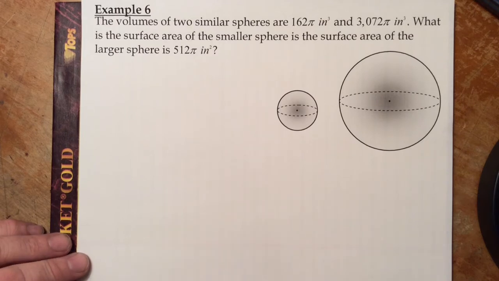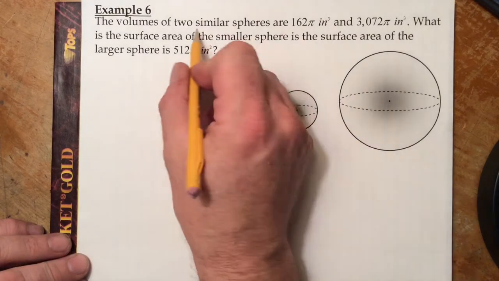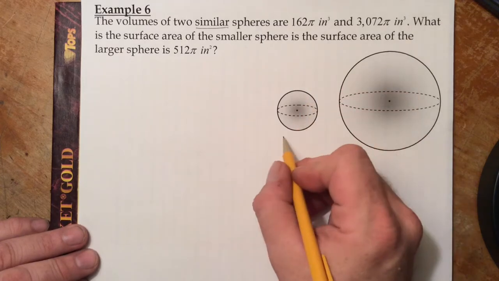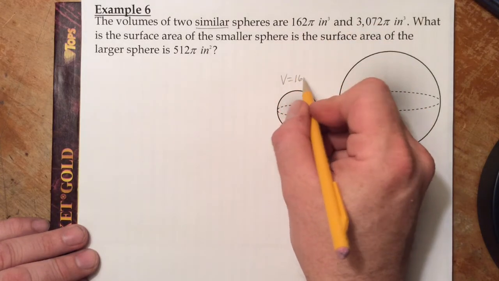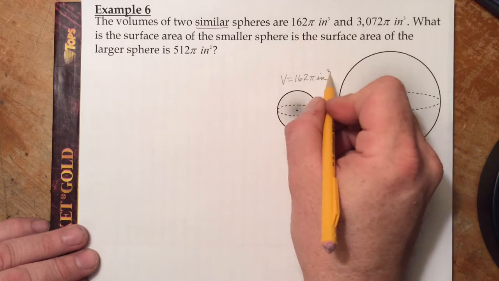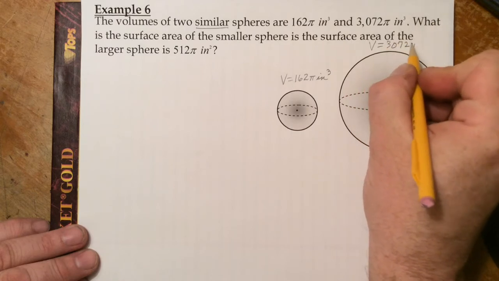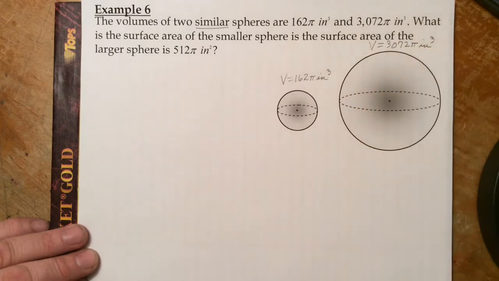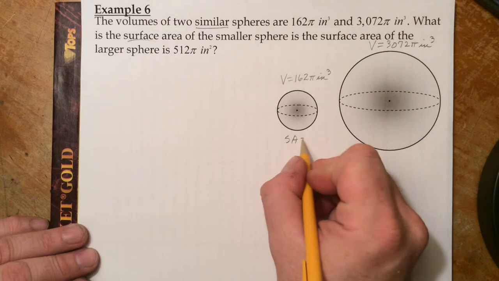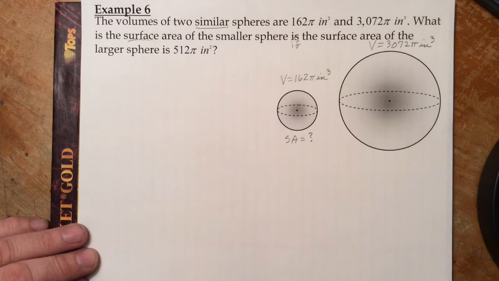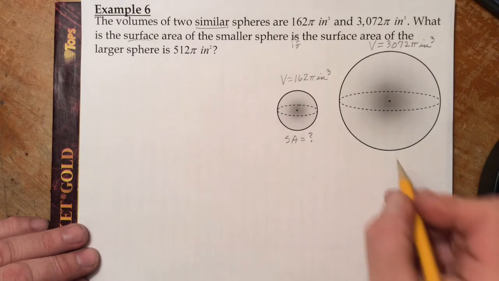Example 6. The volumes of two similar spheres, these are similar already, are 162 pi cubic inches and 3,072 pi cubic inches. So volume of the smaller one, obviously, and the volume of the larger one. What is the surface area of the smaller sphere? And that's if the surface area of the larger sphere is 512 pi square inches.